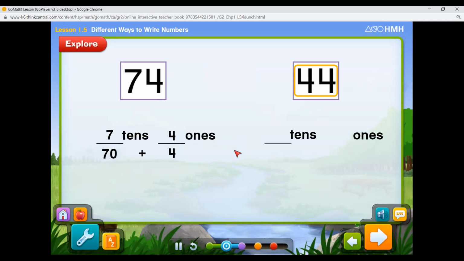But what if both digits are the same? For example, 44. Will both 4s have the same value? This 4 has a value of 4 tens, or 40. And this 4 has a value of 4 ones, or 4. So the first 4 has a value of 4 tens, and the second 4 has a value of 4 ones. That means that when a digit is in a different place, it has a different value.